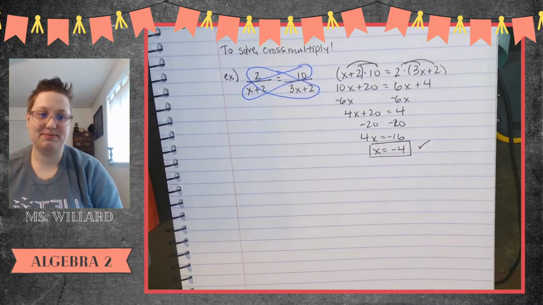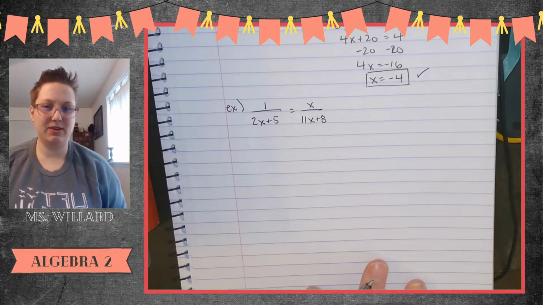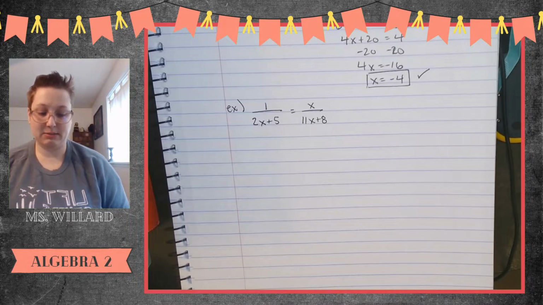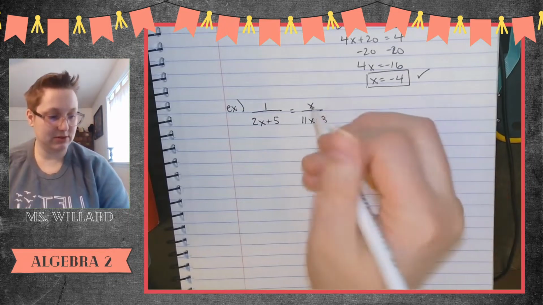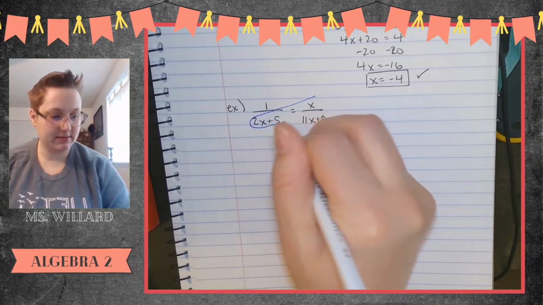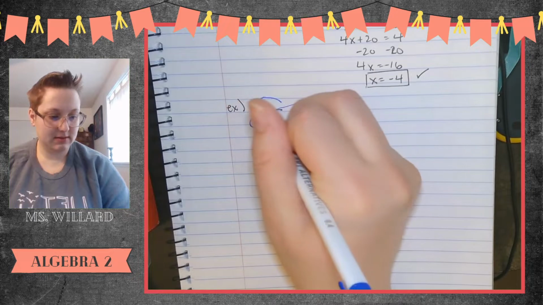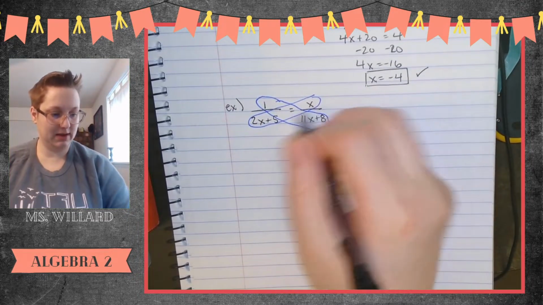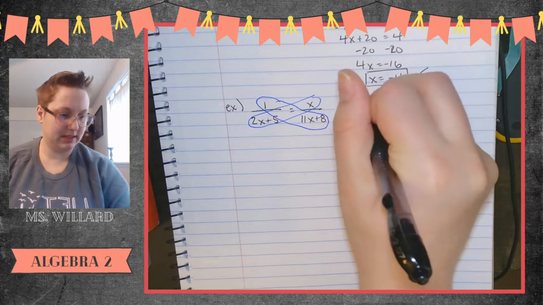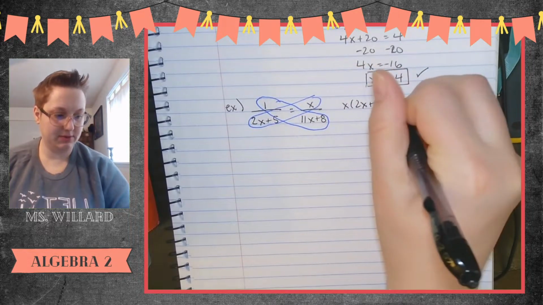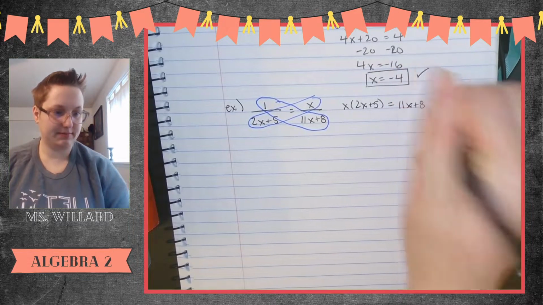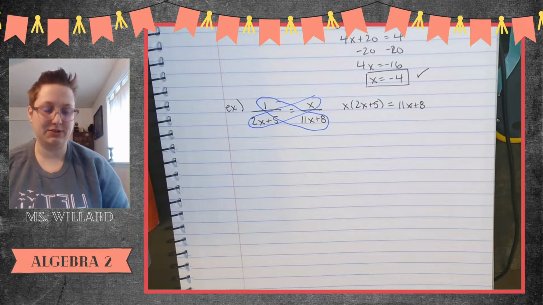Okay, let's try another one. All right, let's try this one. Now, you might notice that there's more x's in more places, so I actually might have more than one answer, but I'm going to do the same math again anyways. So I'm going to cross multiply. I'm going to do x times 2x plus 5 equals 1 times 11x plus 8. And I can continue solving from there.